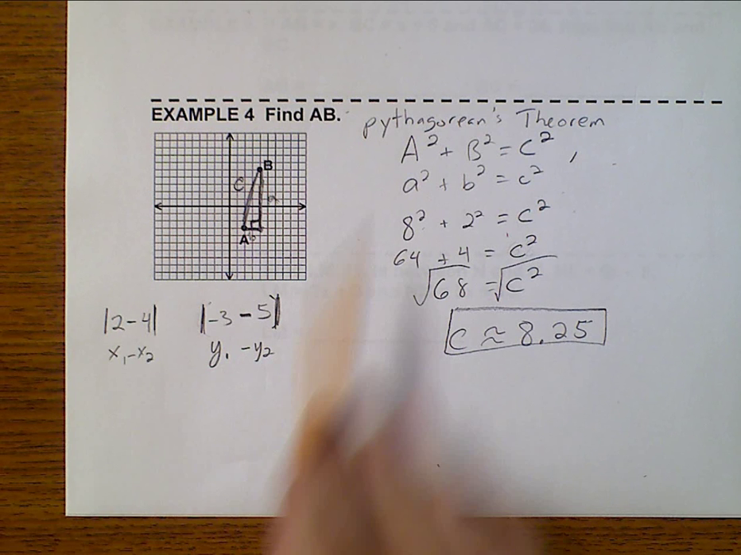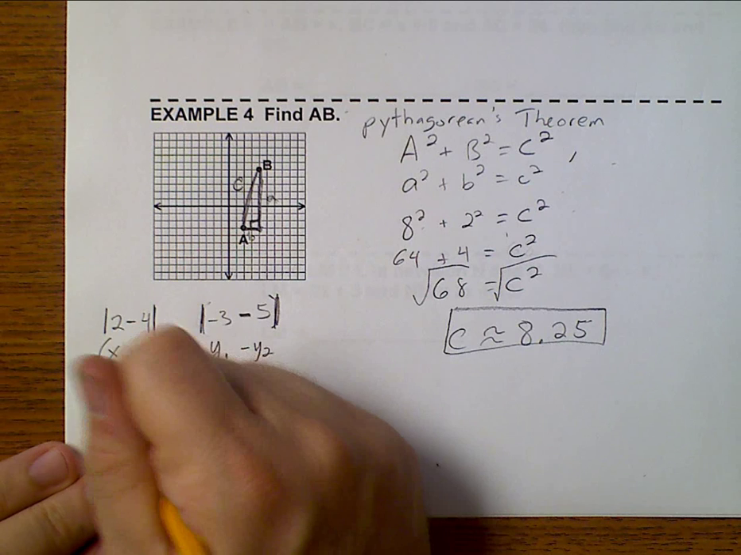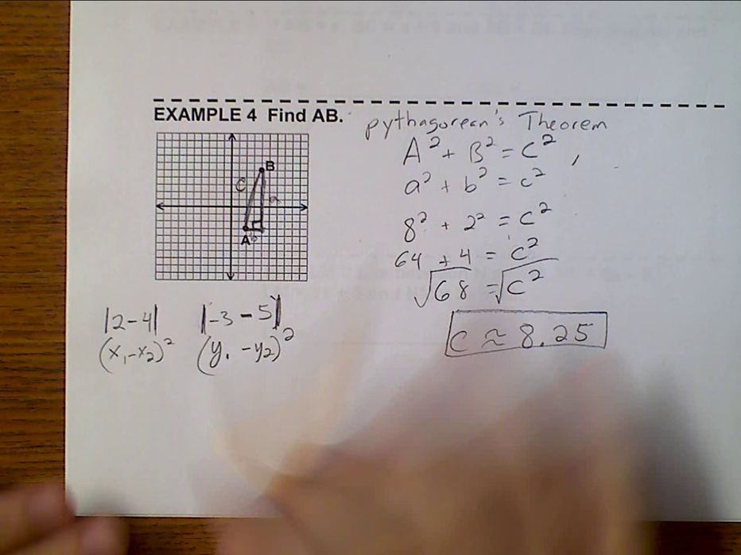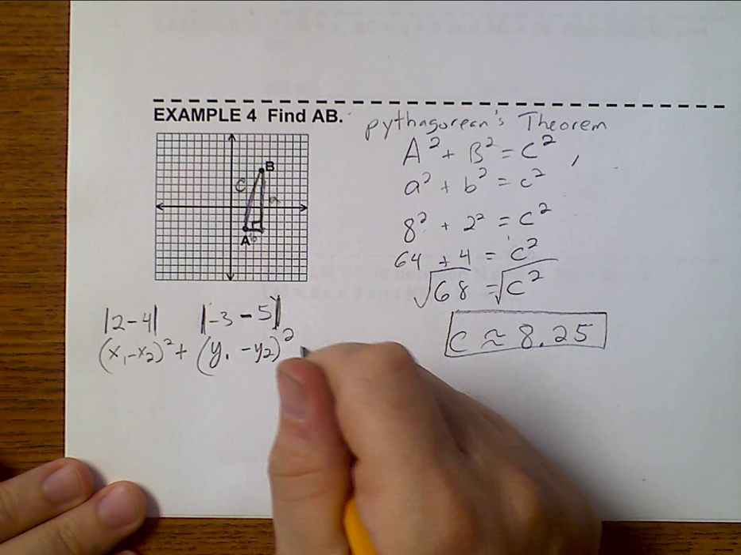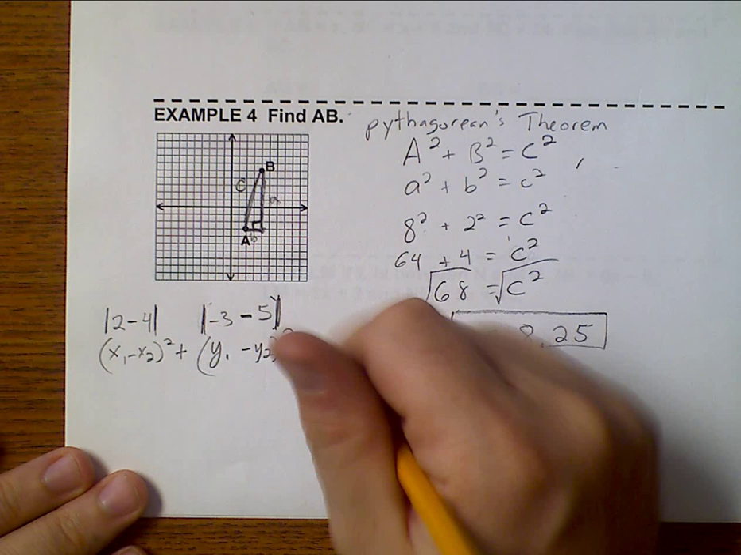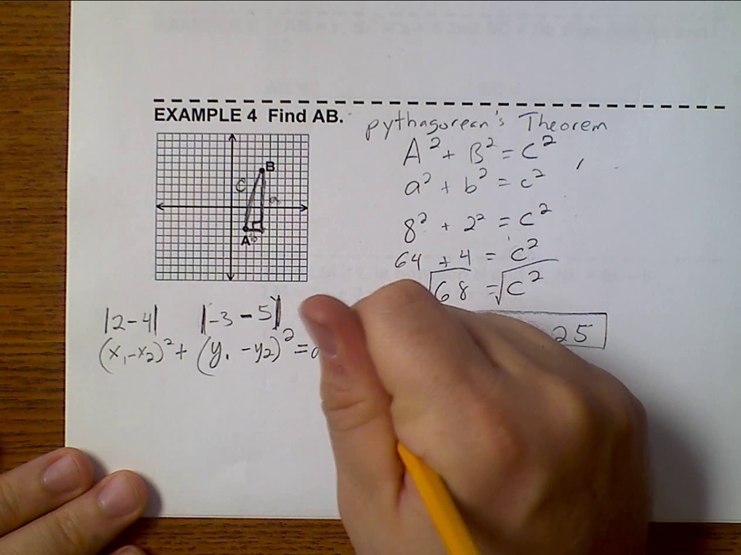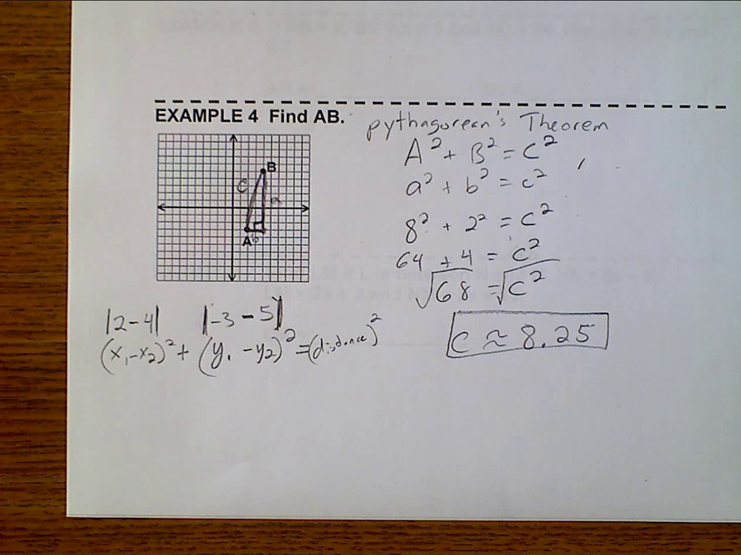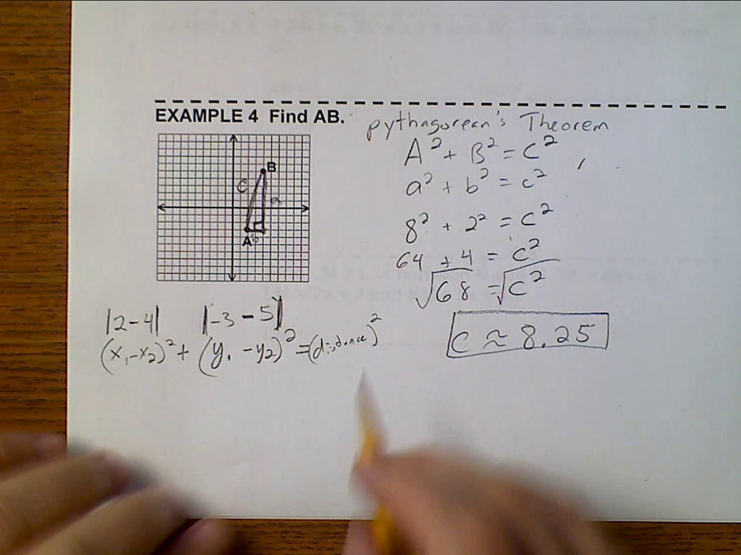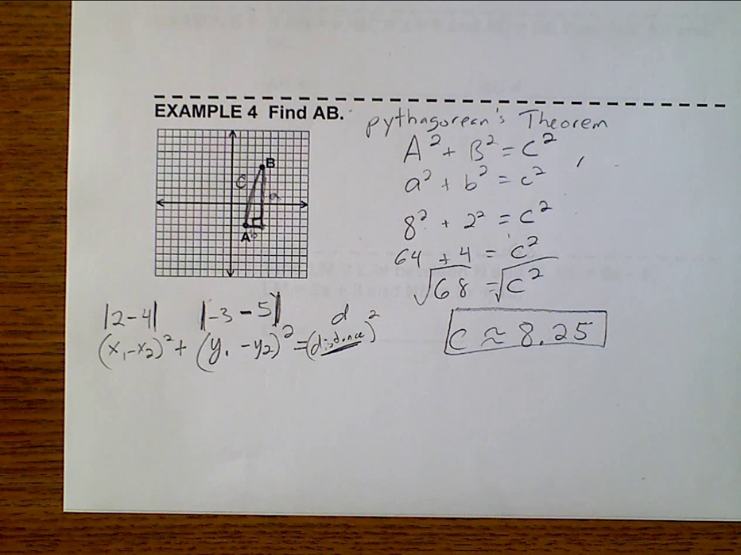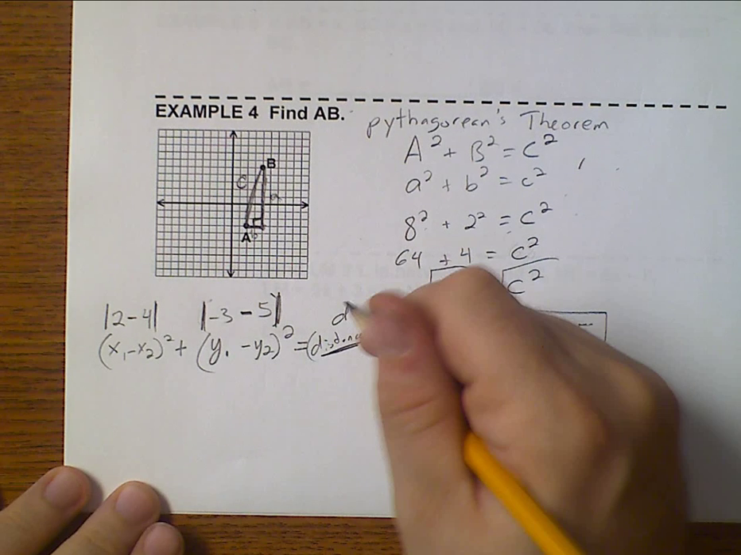Now, if you notice, I square these. So I'm going to go ahead and just say squared, and I add them, and that gave me c squared, which was my distance squared. Which I'm just going to shorten down to d squared.